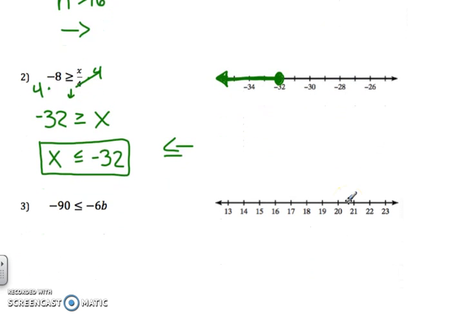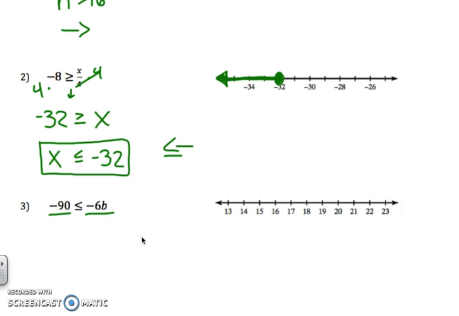Okay? So this one is tricky, one, because the variable is negative, so I'm going to end up dividing by a negative and I'm going to have to flip my sign. And also, since it's on the right side, I'm going to have to flip it again. So if you have a negative number and it's on the right side, you're going to have to do 2 flips. But let's break it down.